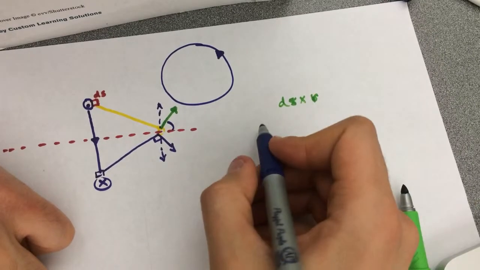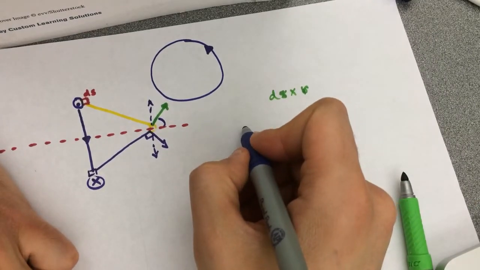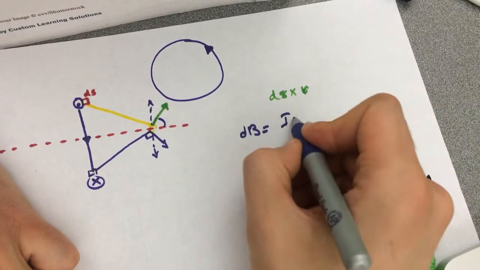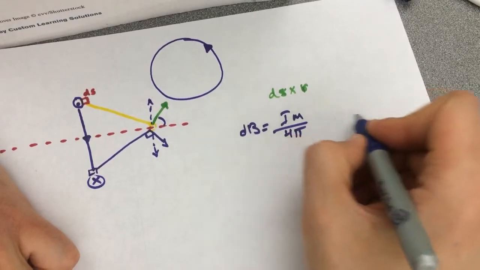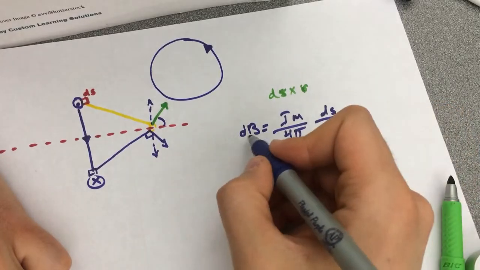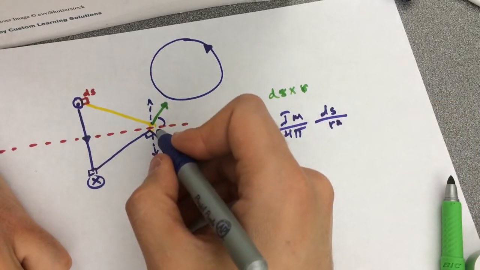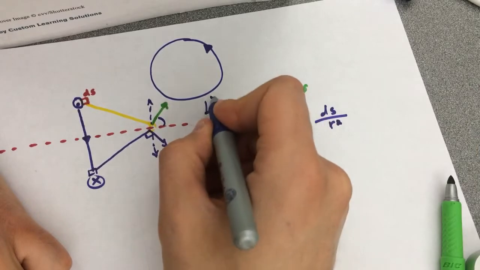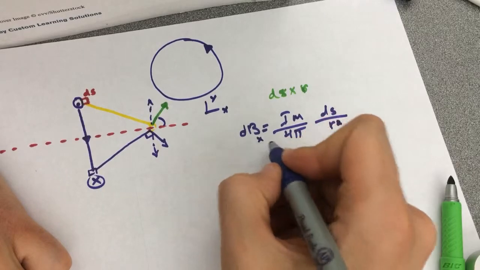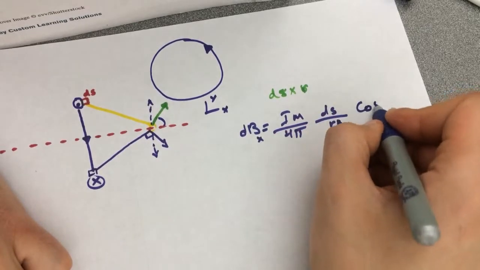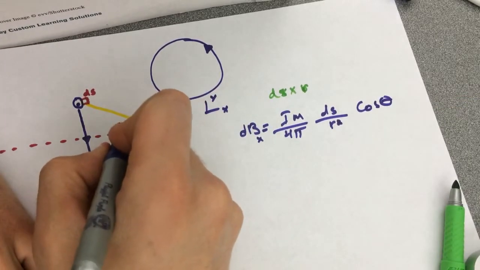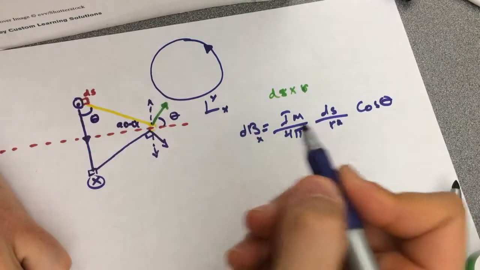Okay, so let's use the Biot-Savart law. dB will be equal to mu over 4 pi, and then ds over r squared. If we say that this is x, this is y, we're taking the direction of dB in the x direction, right? So dBx will be dB cosine of theta. If we say that this is theta, this is 90 minus theta, so this is also theta.